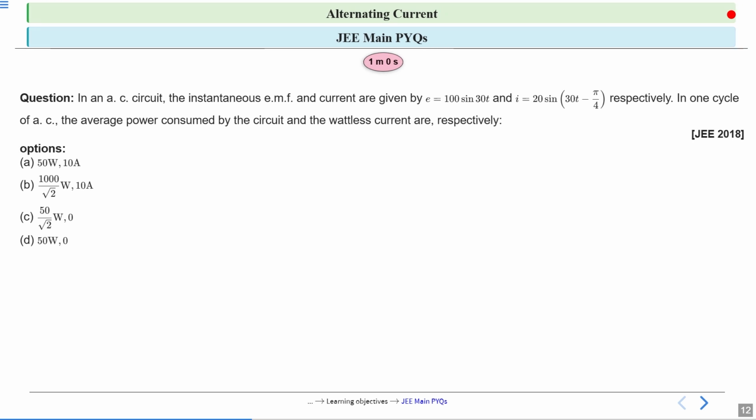Next question. In an AC circuit, the instantaneous EMF and current are given by E equal to 100 sin 30t.